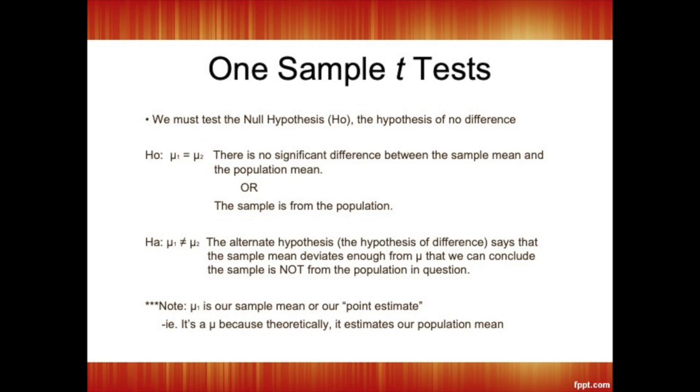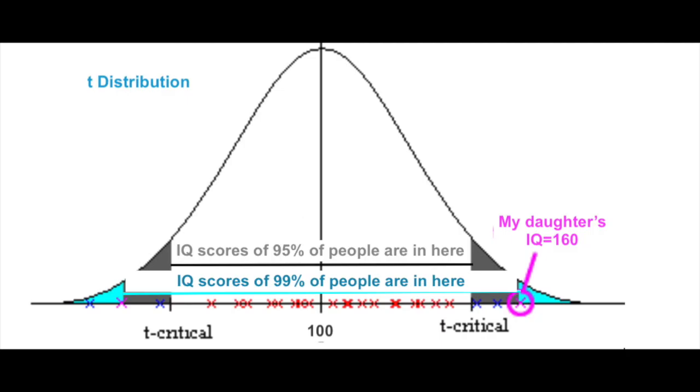So the alternate hypothesis is the hypothesis of difference that says the sample mean deviates enough from that population mean. My daughter's IQ score is far enough away from that average IQ score of 100 that I can conclude that the sample, my daughter, is not from the population of people with an average intelligence.